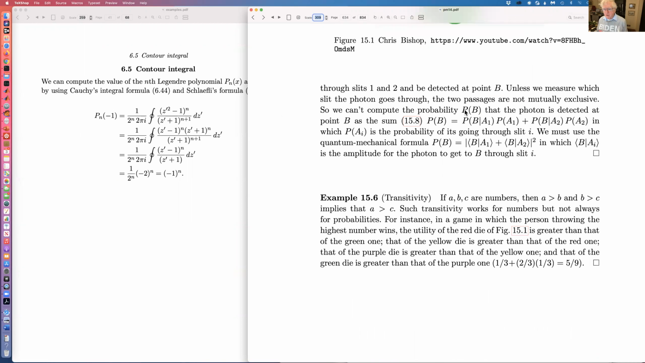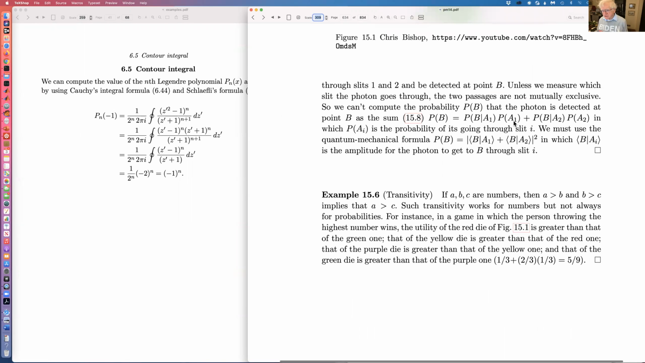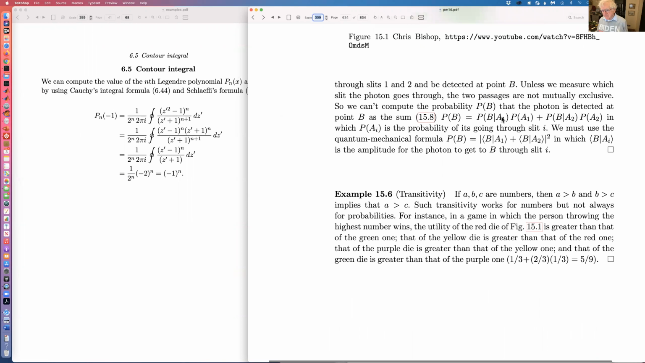So we can't compute the probability that a photon is detected at B as the sum of the probability of it going through slit 1 times the probability of getting to B given that it's gone through slit 1, plus the probability that it goes through slit 2 times the probability of it hitting B if it went through slit 2. Instead, we have to use the quantum mechanical formula in which BAi is the amplitude for a photon to get to B if it goes through slit i.